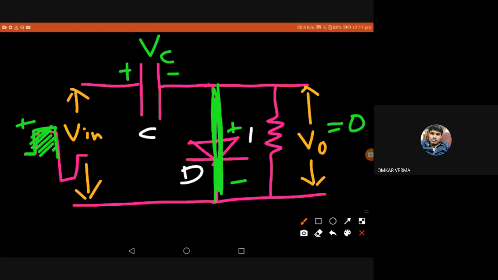And in the other cycle, when the input goes to the negative cycle, what happens? In the negative cycle, the diode is going to be off, right? That is going to be off.